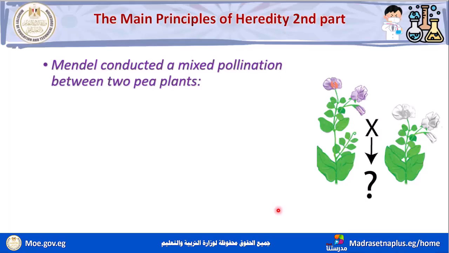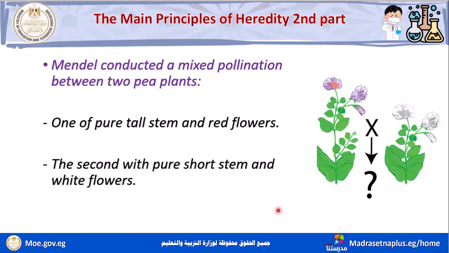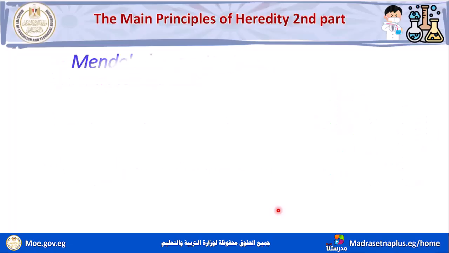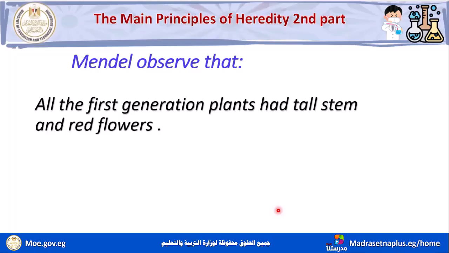Mendel conducted a mixed pollination between two pea plants, one of pure tall stem and red flowers, the second with pure short stem and white flowers. Mendel observed that all the first generation plants had tall stem and red flowers, carrying the dominant trait at a ratio of 100%.